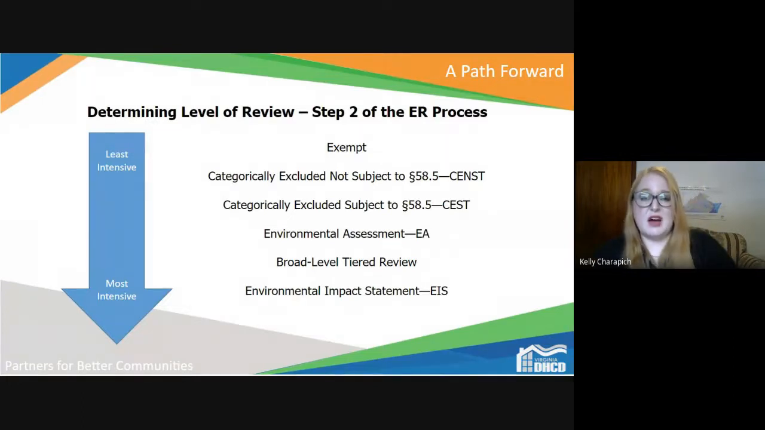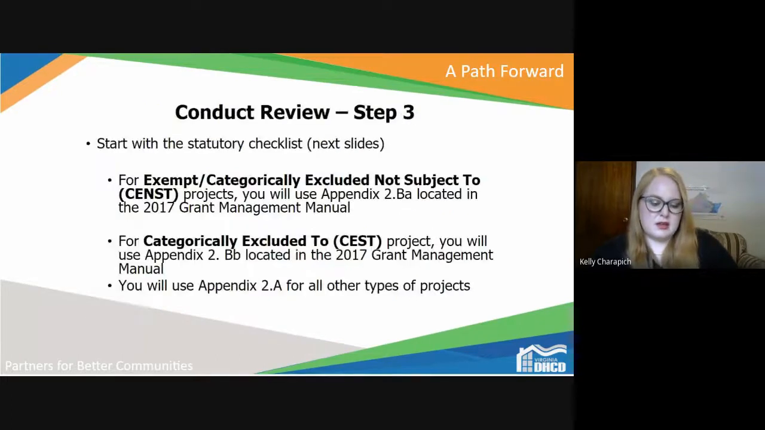And I know this was a lot to cover in one slide, so bear with me. Next slide, please. So now that you've determined your level of review, you'll conduct your review. And to do that, you'll start with your statutory checklist, which we'll show on the next slides. For exempt and categorically excluded, not subject to projects, you'll use Appendix 2.BA, which is in our manual. For categorically excluded projects, subject to, you'll use Appendix 2.BB, which is also in the manual. And then you'll use Appendix 2A for all other types of projects.